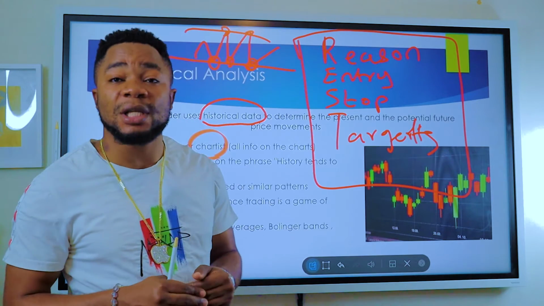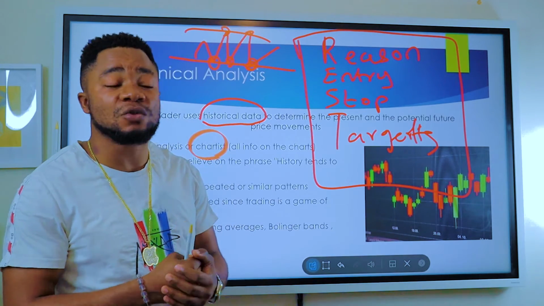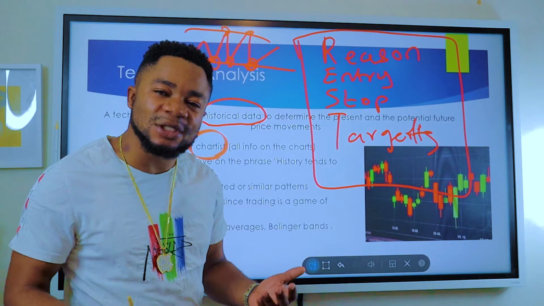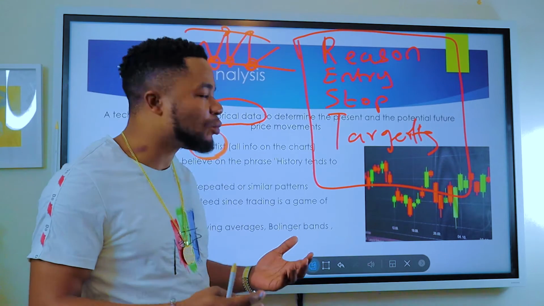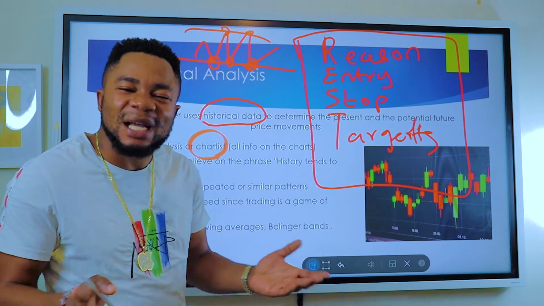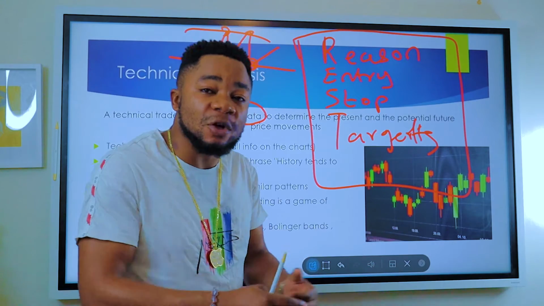After you know your entry, what are your stops? Where do you want to put your take profit? Where do you want to put your stop loss? Are you going to be using trailing stops? That is what they call stops. Target: what is your target for that trade? How much are you willing to risk on that particular trade?